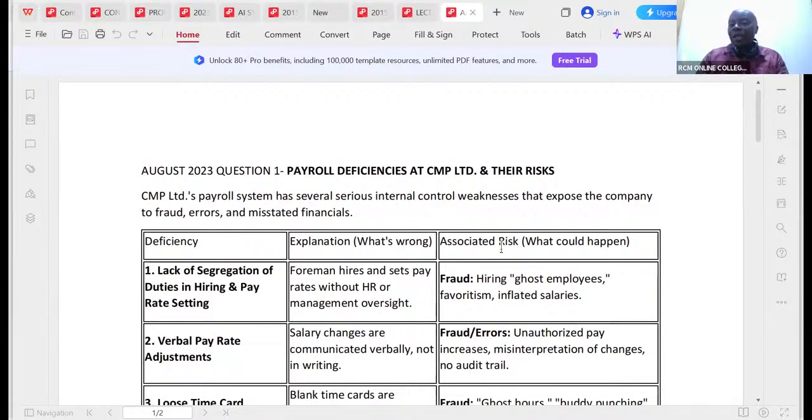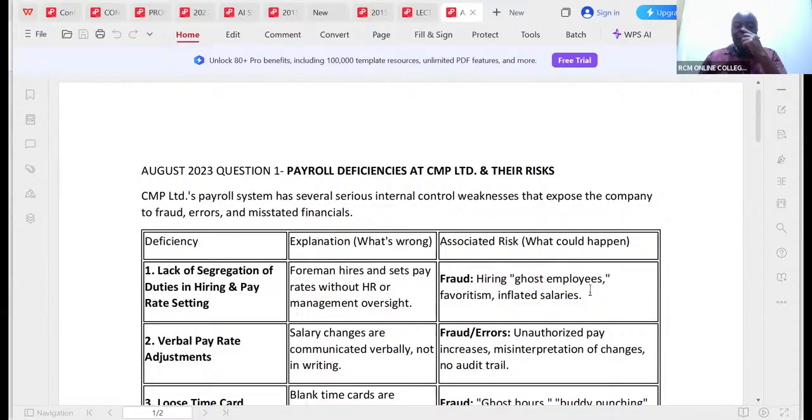So the associated risk, what could go wrong? Hiring ghost employees, favoritism, inflated salaries. Once you write like that, ladies and gentlemen, you are done. You are done. You are done. Yeah, there'll be favoritism here.